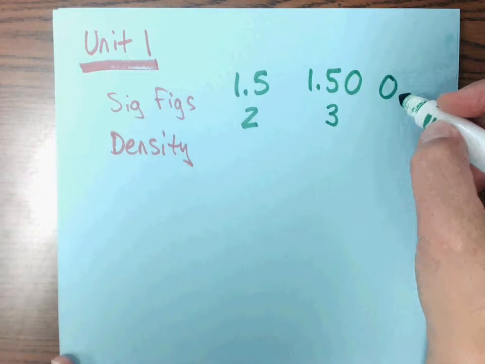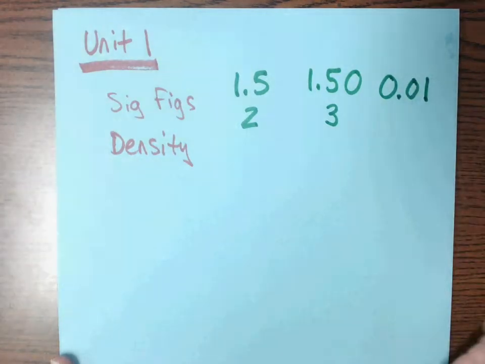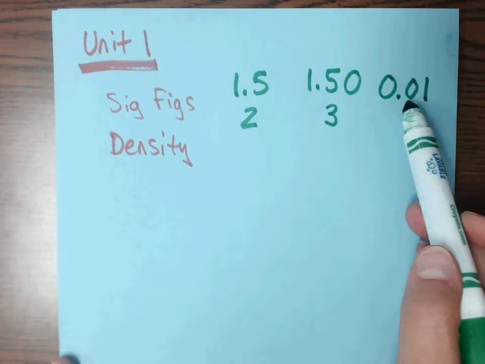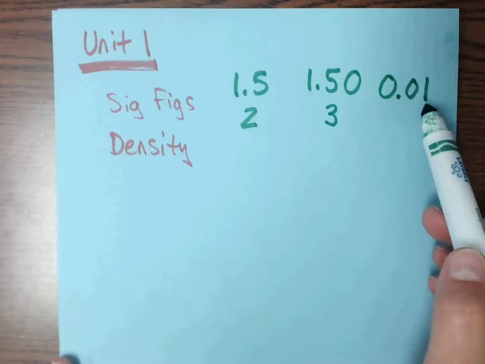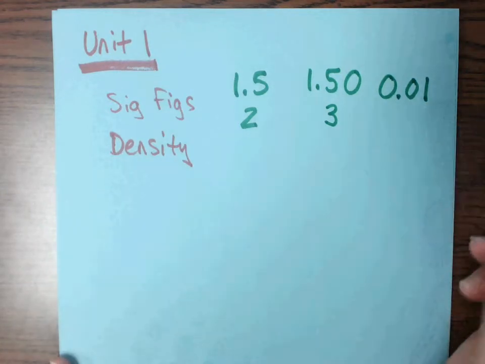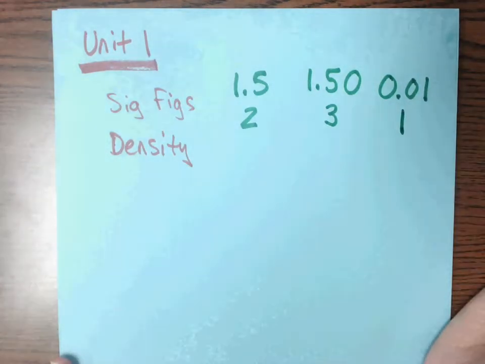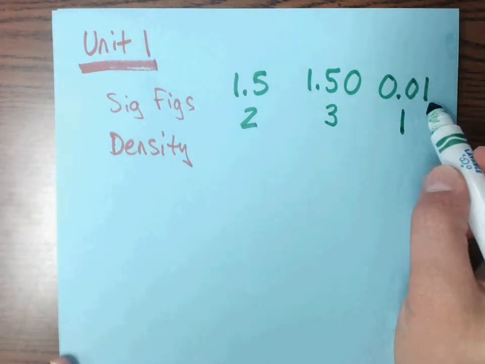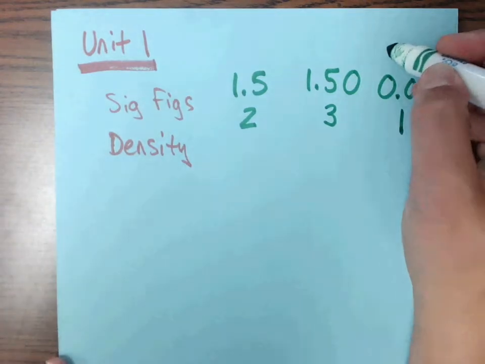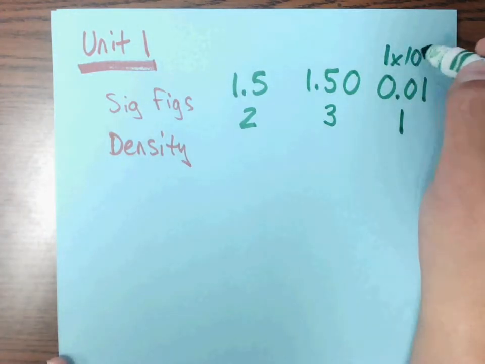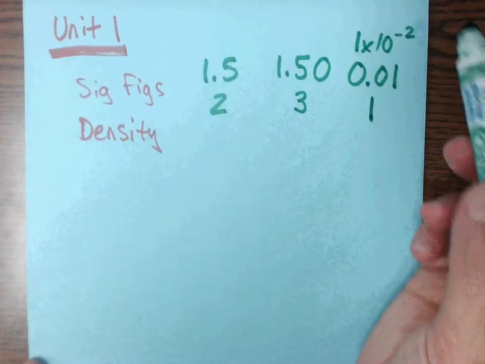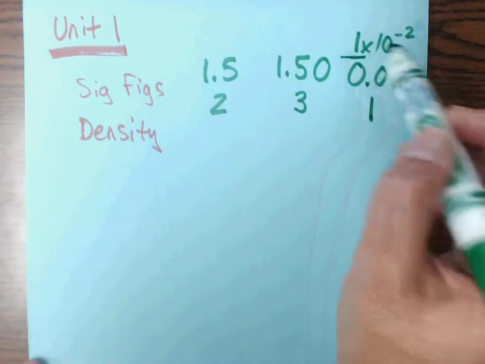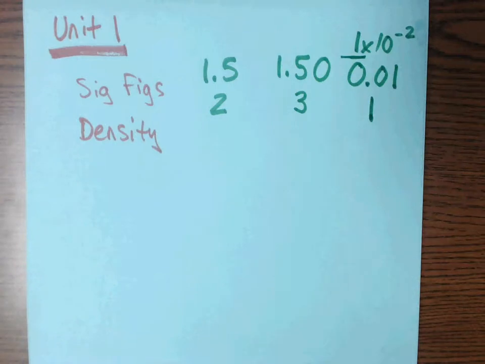Now if I have zeros leading into a number, we consider those placeholders. They're just showing you how small that number is, that this is 100th and not a 10th. So this would just be 1 significant figure. You could also rewrite this in scientific notation as 1 times 10 to the negative second. And to determine significant figures with that, you just look at the number part and we just have 1 there.